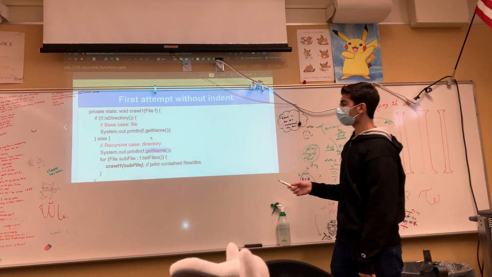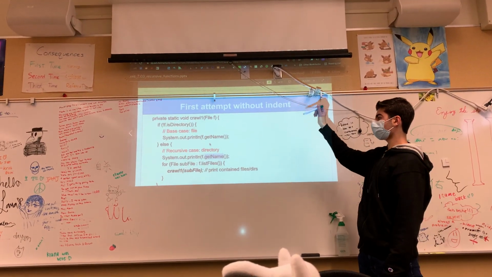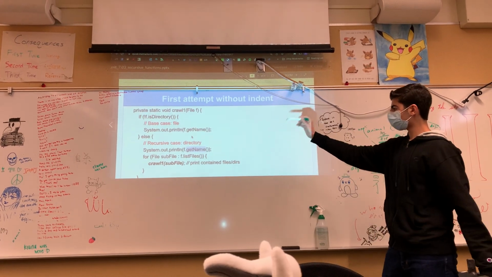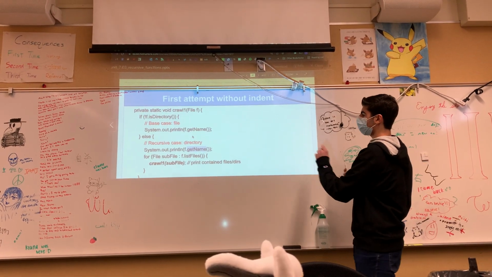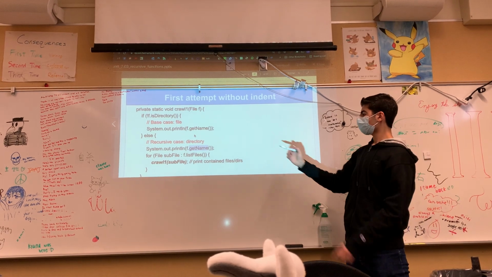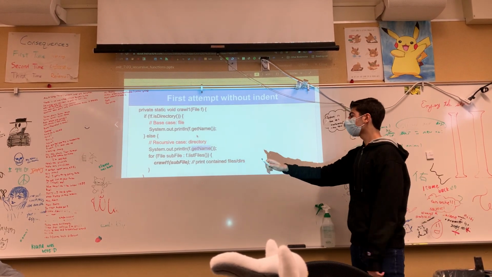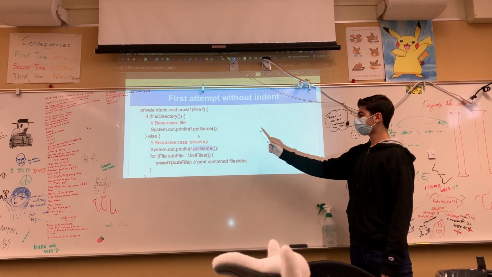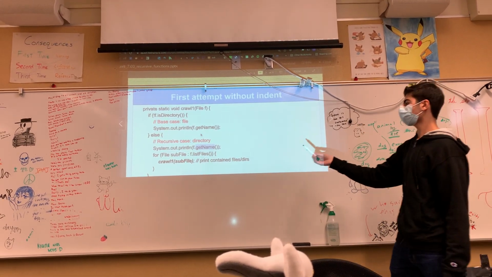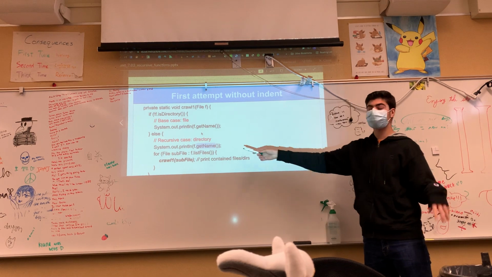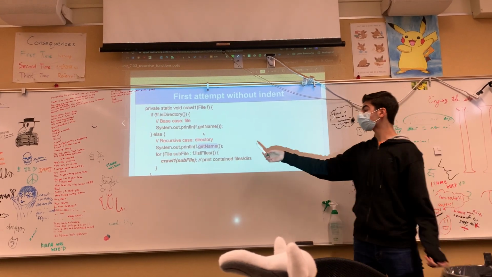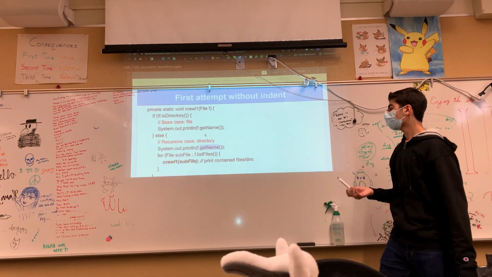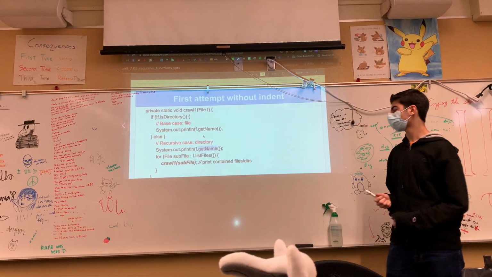So if not f.isDirectory, noted by the exclamation mark, then System.out.println(f.getName()). Else, this is the recursive case. System.out.println(f.getName()); for (File subfile : ...). So this is a for each loop, and since this was an array, we go through each element of that array and we print the contained files.